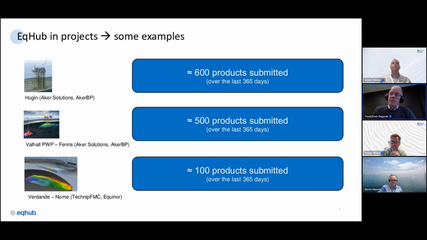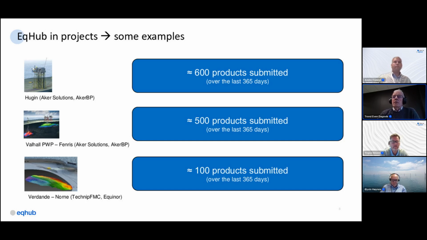Here we have some examples from ongoing projects. In the spring 2023, Offshore Norway began supporting the Aker BP project on Yggdrasil and PWP and Fenris project. And in Hugin project A and B, approximately 600 projects have been registered in the past year. In the Valhall PWP and Fenris project, approximately 500 projects have been registered. And in the Verdun and Norne project, that is Technip and Equinor Subsea, around 100 projects have been registered.